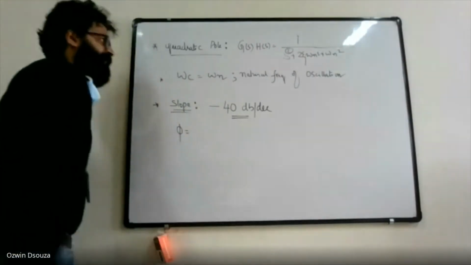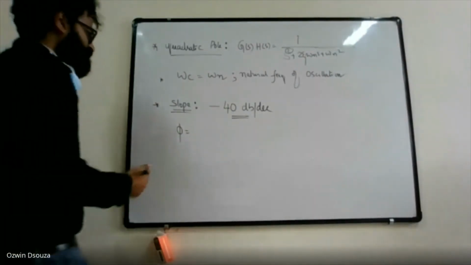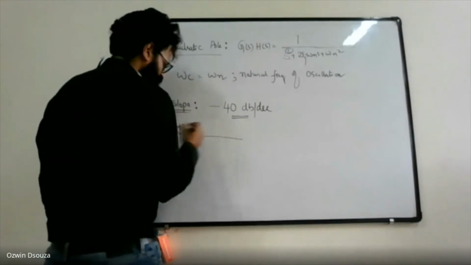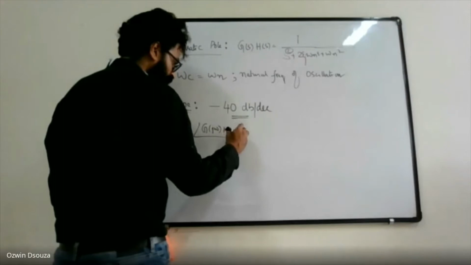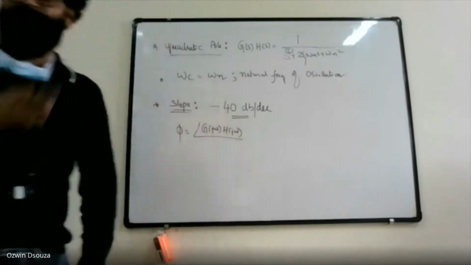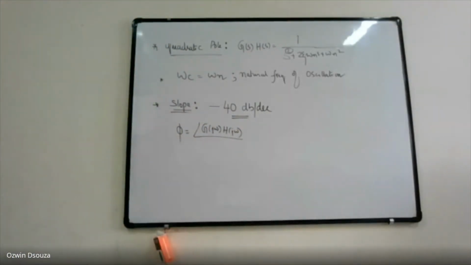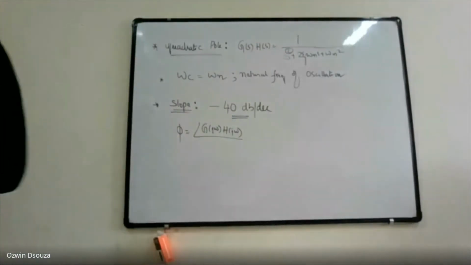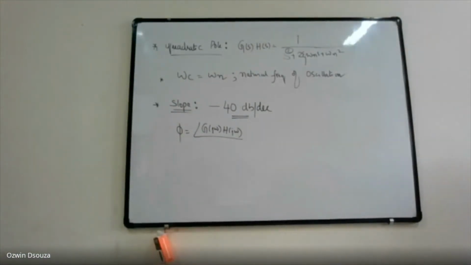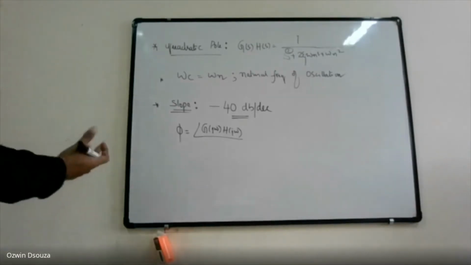And the angle phi. You can write it down. So angle phi is the angle of G of j omega into H of j omega. You don't have to break your head for the angle. You can always substitute S as j omega, and separate out the real and imaginary parts. Once you have real and imaginary parts, you can just apply the trigonometry relation: tan inverse of imaginary part by real part.